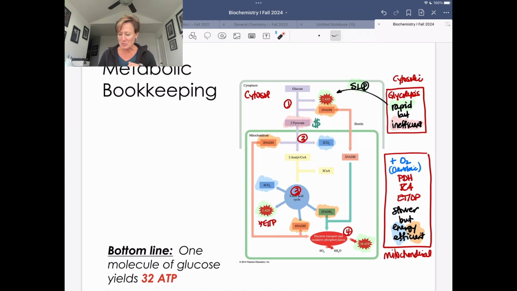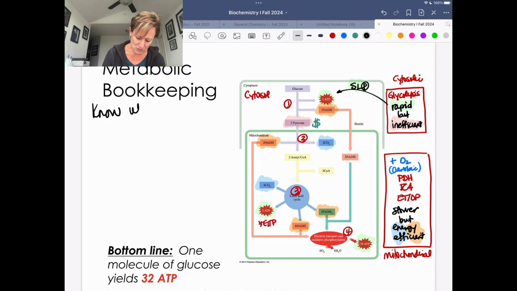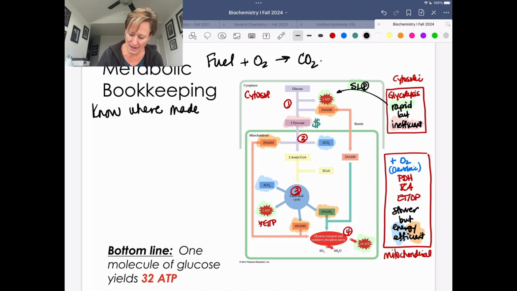So maybe a simpler 30,000 foot view that we have here, but here are some important pieces that I do want you to think about. I want you to know where different things are made. These are some of the questions that you're likely to see on quizzes or exams, being able to think about where these processes or where these products are made. So know where they are made. And remember, here's our fuel equation, right? Fuel plus oxygen generates carbon dioxide, water, and energy.